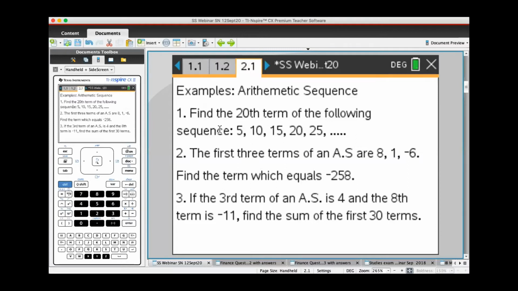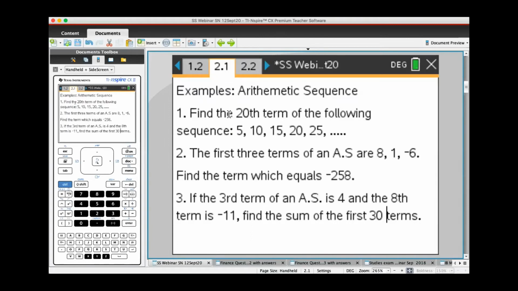So now let me move on to some of the questions, like what kind of examples would you see? So let us try and do this one here, right? Find the 20th term of the following sequence. I'm going to focus from the arithmetic, move on to the geometric, then do a combination of arithmetic and geometric, and then finally I will do the finance problems. So let's say I want to find the 20th term of the sequence, right?